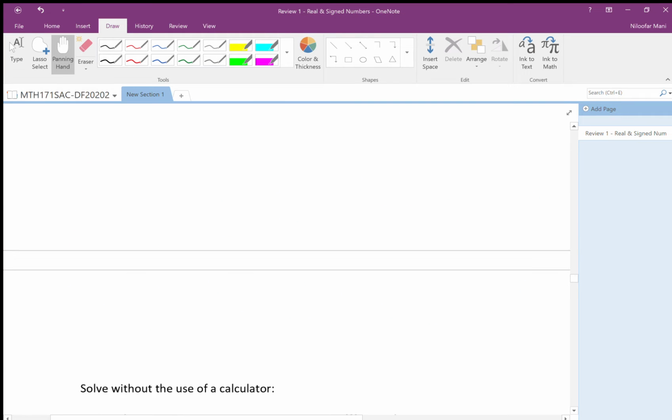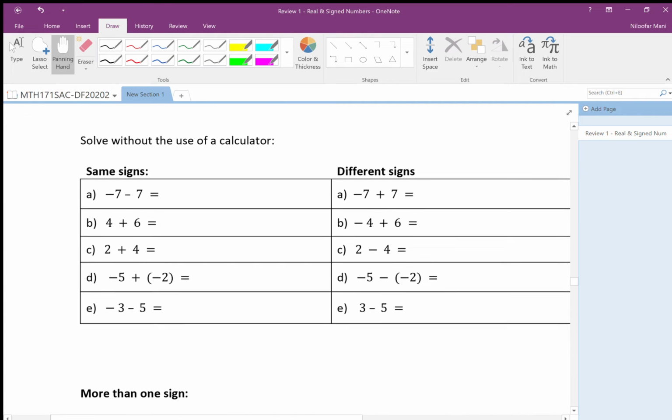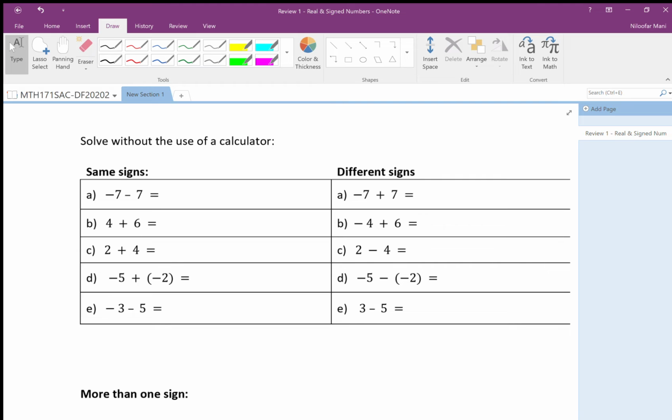Okay, so now solve without the use of calculators. Here, what is 7 plus 7? 14. What is the sign? Minus, because it's two negative numbers. How about that? What is the difference between 7 and 7? Okay, first I finish these and then I go to this. So 4 and 6. I add them, plus because it's addition. Both of them are positive, so 10.